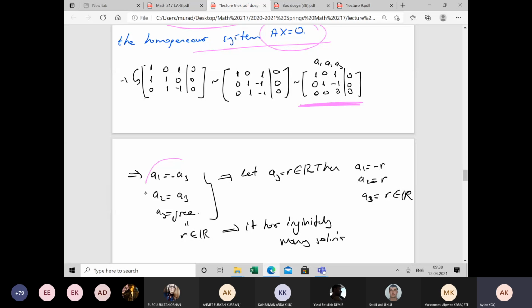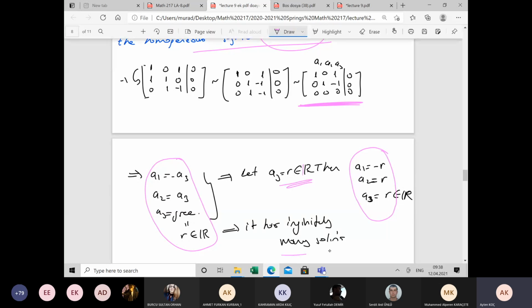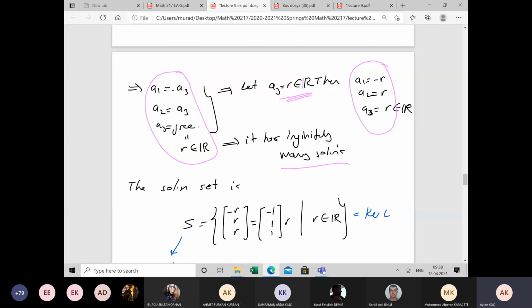Here, the last entry a sub 3 is the free variable r. Taking r to be any real number, we obtain minus r and this one. So r is an arbitrary real number, so we obtain infinitely many solutions. So the solution set right here is minus r. This one can be written as r times the vector (minus 1).